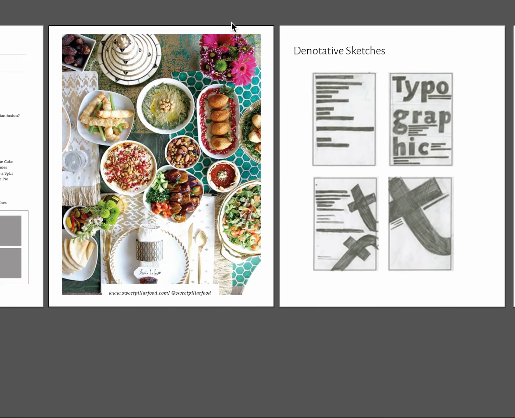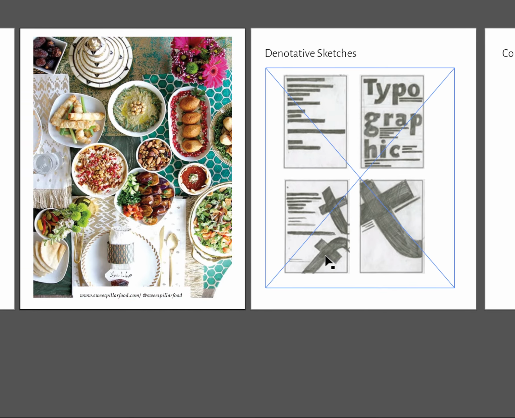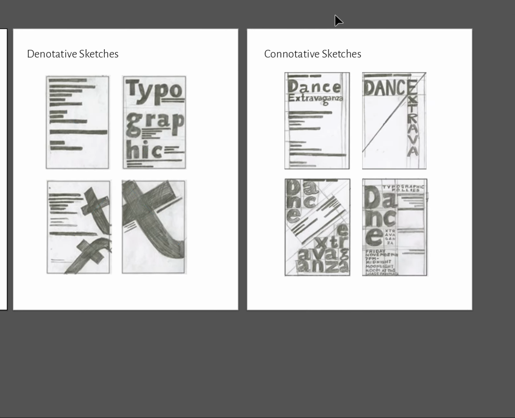We are going to be using one image so we know what we're referring to, and 4 sketches for denotative and 4 sketches for connotative. Hope that all makes sense. Email me if you have any questions.